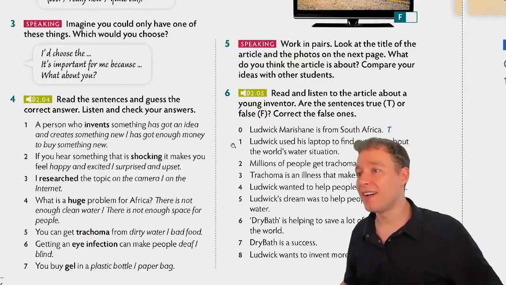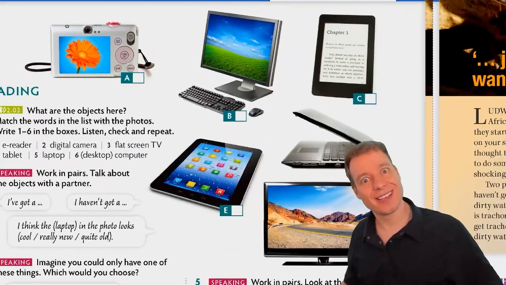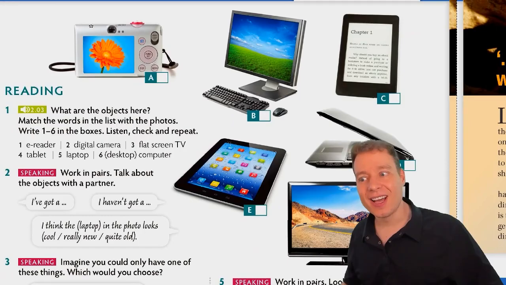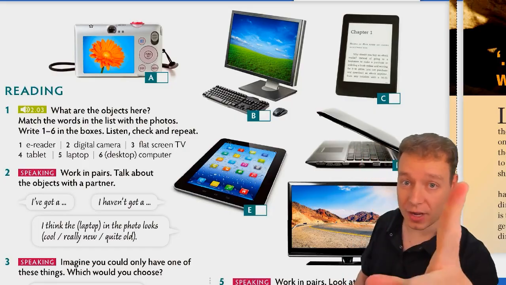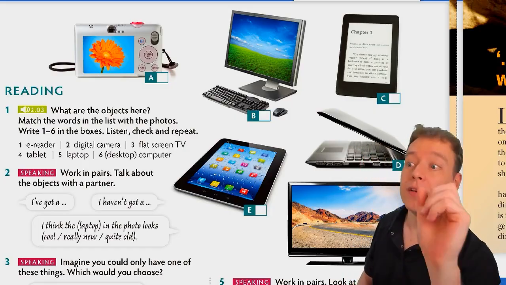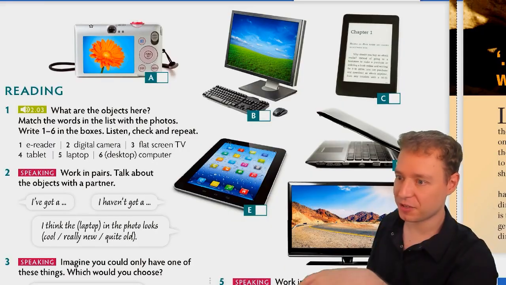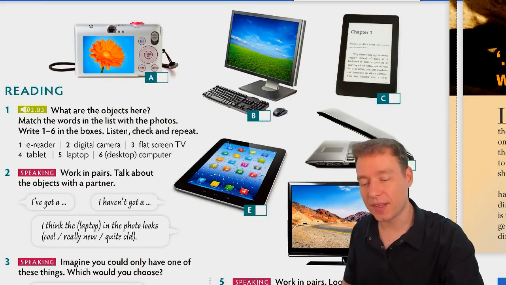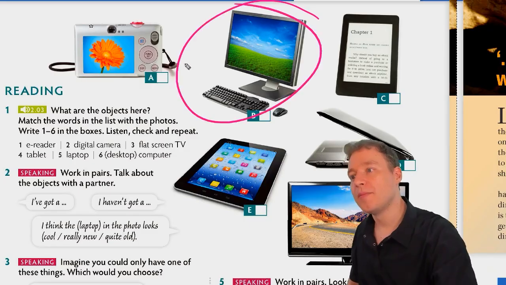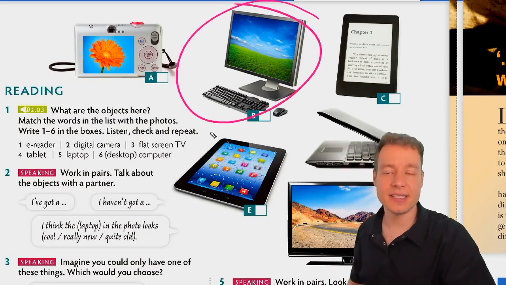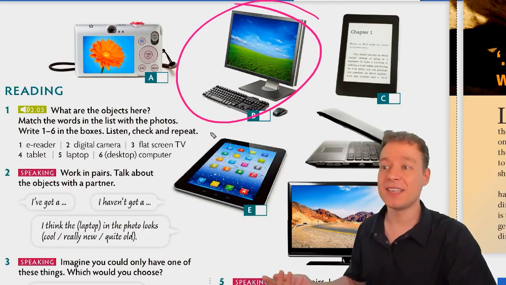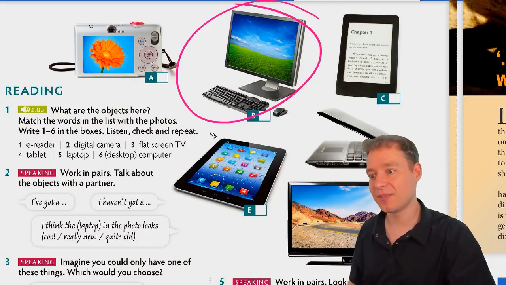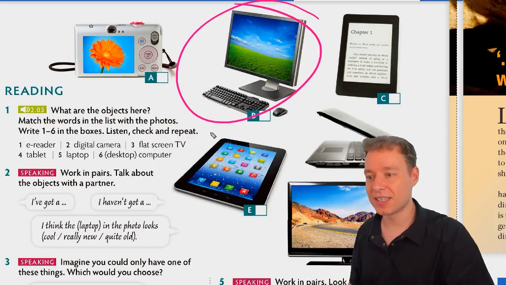Imagine you could only have one of these things. Which one would you choose? I think I want you to send this question to the group. If you could only have one, which one would you choose? If you could only have two, which one would you choose? If I could only have one, I'd have a desktop, because a desktop is easy to do work on, easy to play games on, easy to do research on, 研究. So I would choose a desktop.